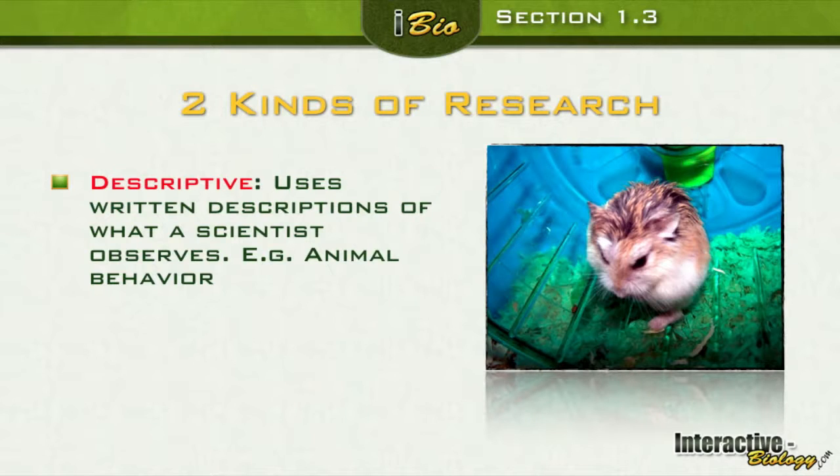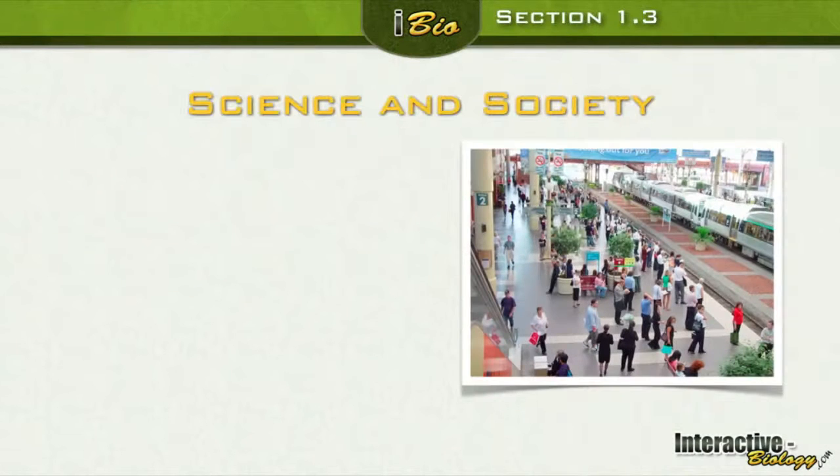All right, let's move on. So the two types of research, number one was quantitative, and number two was descriptive. And you can just tell by the names what they are, all right?